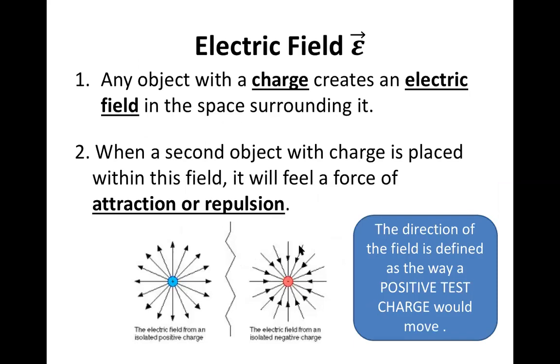So as compared to those 5 points with gravitational fields, look at how those exact same statements apply with small changes in the words. Any object with charge, not mass, creates an electric field, not gravitational field, in the space surrounding it. When a second object with a charge is placed within this field, it will feel a force of attraction or repulsion. And notice the direction is not always towards the center. It's towards the center if it's a negative charge, but it's radially away from the center if it's positive.